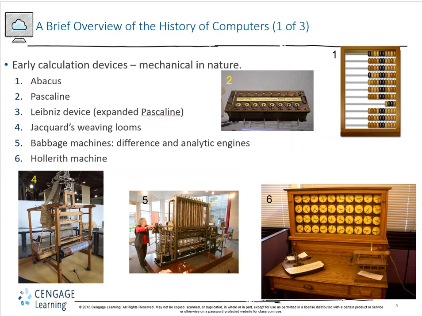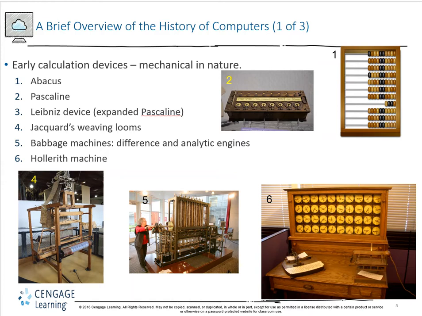Joseph Jacquard, a French weaver, came up with the Jacquard loom. That would be item number 4. It used holes punched in cards to provide weaving instructions. The needles would pass through the holes to create patterns in the fabric. This idea later affected machines for mathematics.